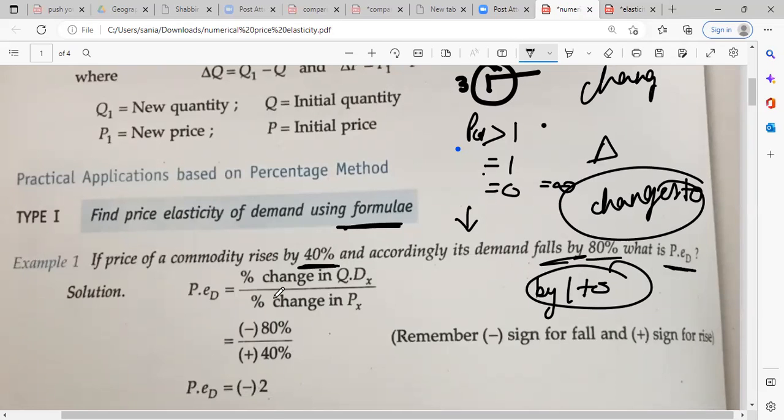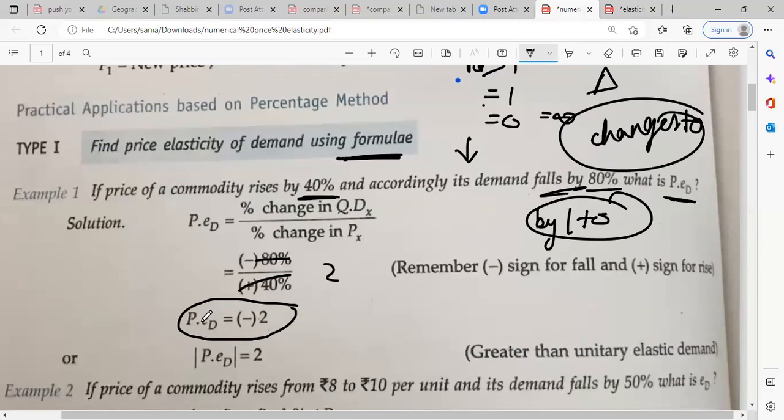Yes. Okay, this is only about the change. Whenever they are giving you change or something over there. So here percentage change in QD and percentage change in price, right? So it is minus 80% and plus 40. So you got the answer. When you will solve it, you will get 2, which is minus 2. So your PED is minus 2, right? So over here, remember one thing. It's not tricky, but you have to remember.